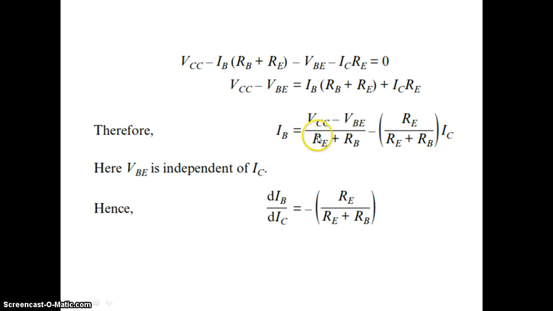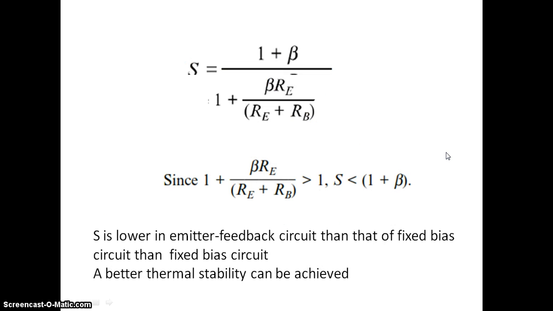Here the first term becomes 0 since there is no collector term. The second term is minus RE by RE plus RB. Substituting in the expression for stability factor, we have 1 plus beta by 1 plus beta into RE by RE plus RB. For the fixed bias circuit, the value is just 1 plus beta. So here it is reduced somewhat by the denominator term. Since the denominator term is greater than the numerator term, the stability factor is reduced in the case of emitter feedback circuits. A better thermal stability is achieved compared to the fixed bias circuit in the emitter feedback method.